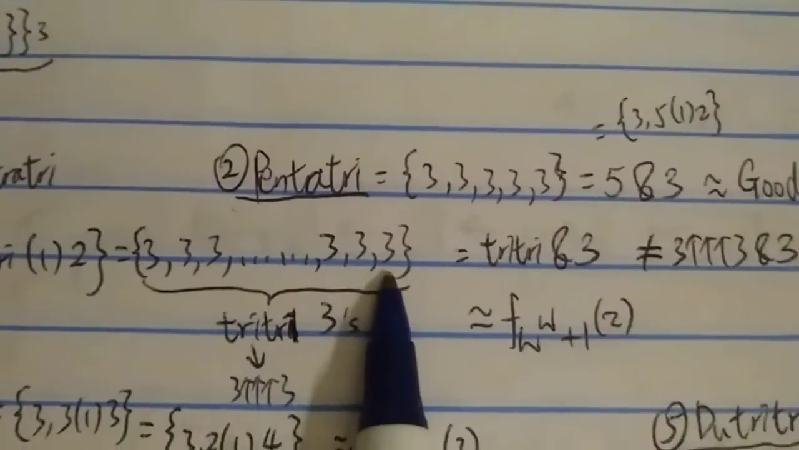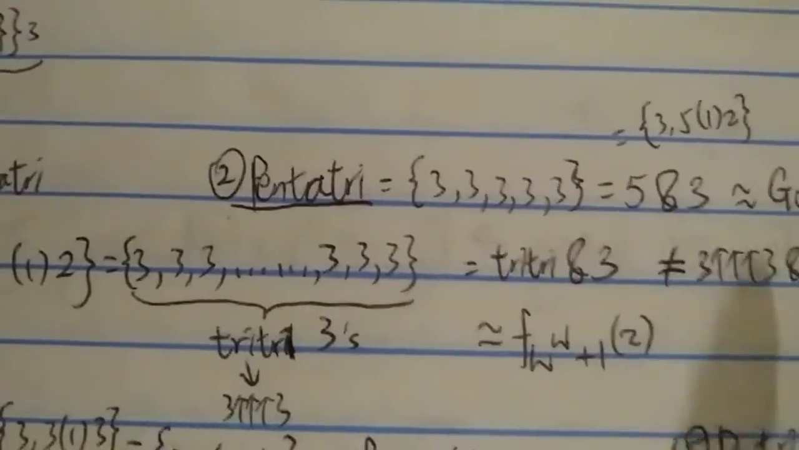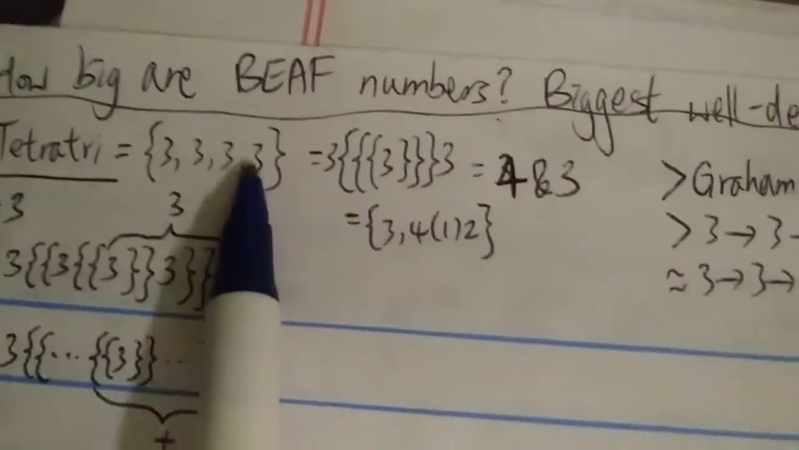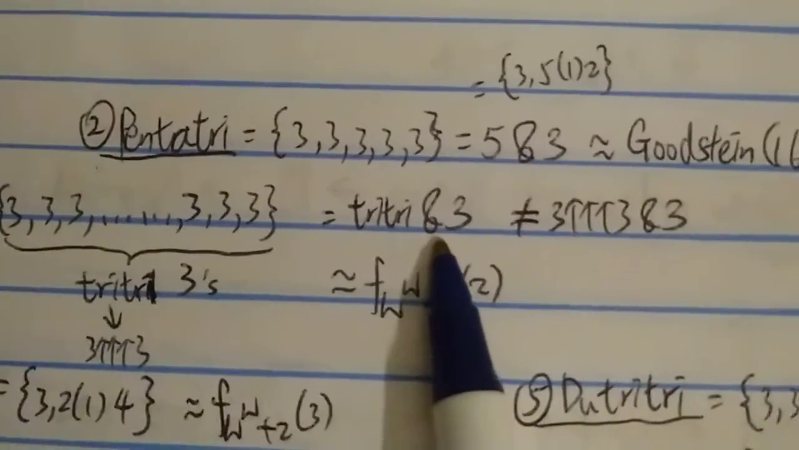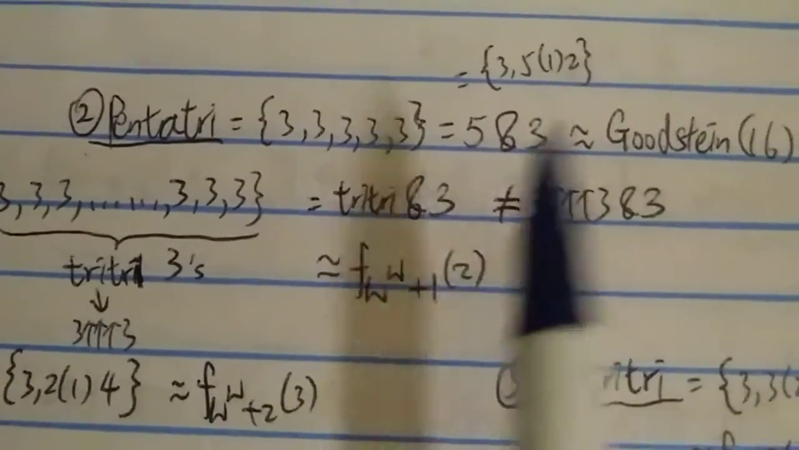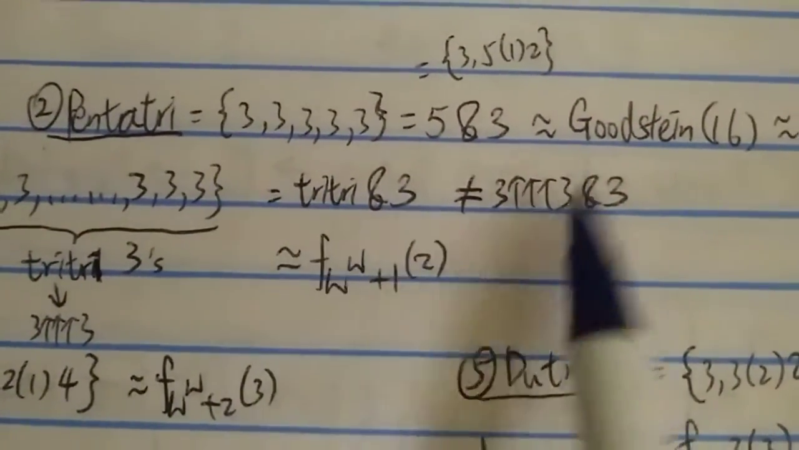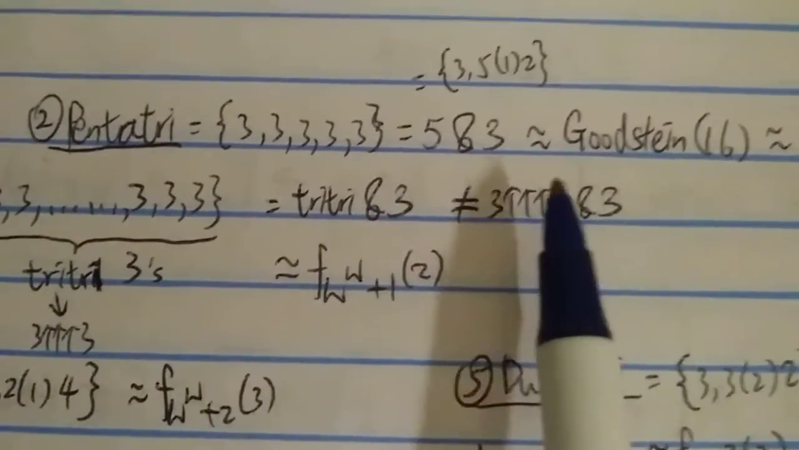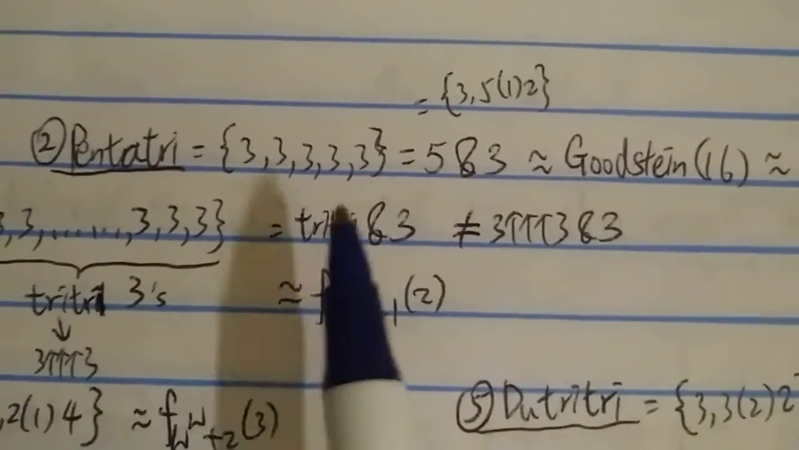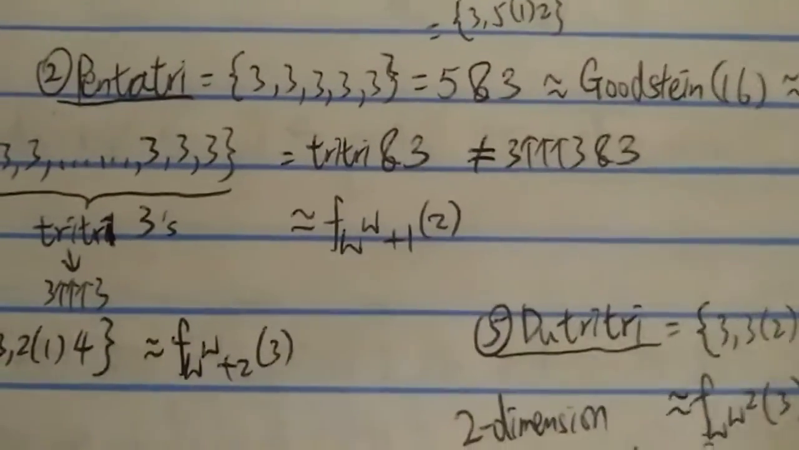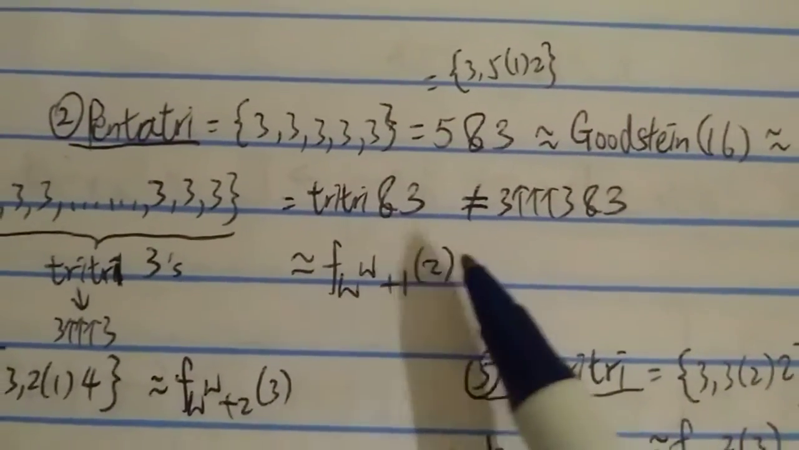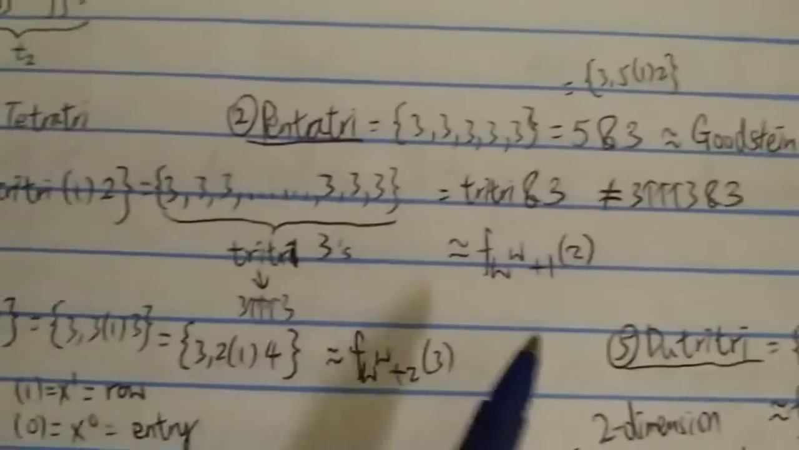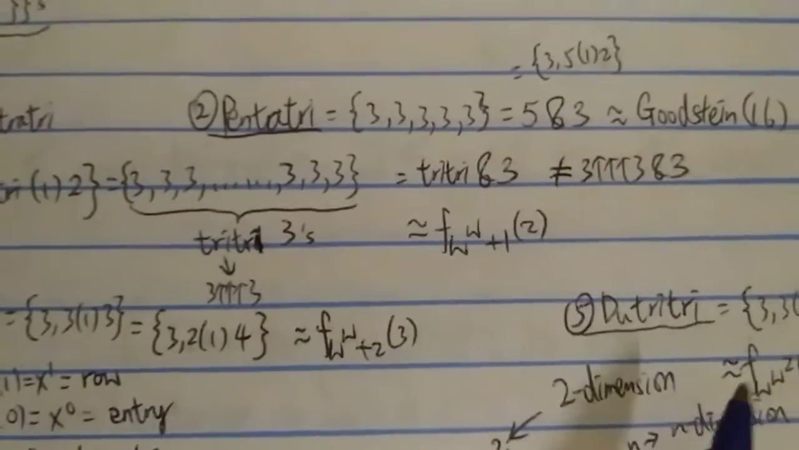There are 3 triple arrow 3 number of threes over here, and we already know that just 4 threes is already way bigger than Graham's number. You can also write it this way. However, I have to point out that this does not equal this, so you cannot write it this way. This is a much bigger number than that number, and I will talk about that a little bit in a moment. In terms of the fast-growing hierarchy it is f of omega to the omega plus 1 of 2. So already a very big number.